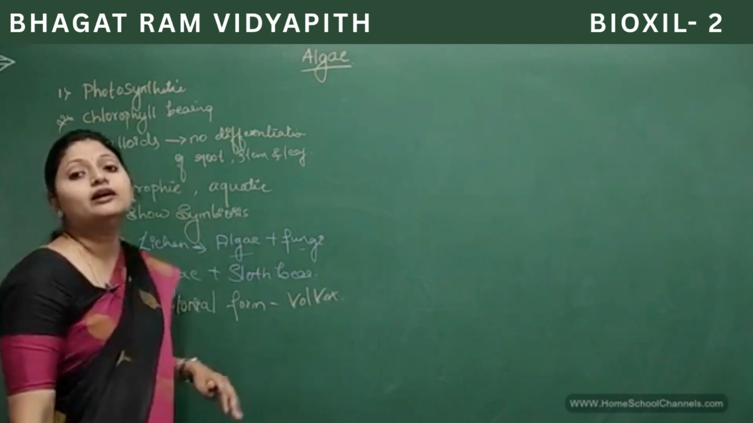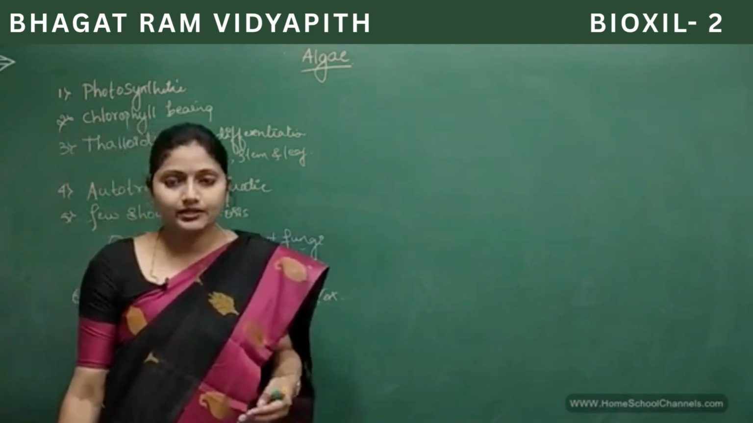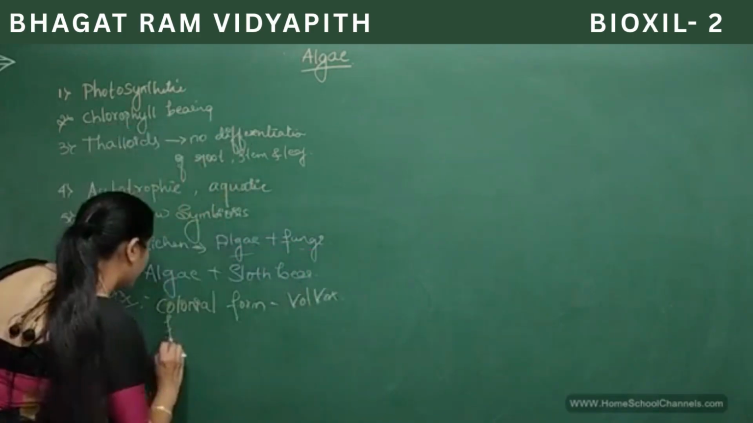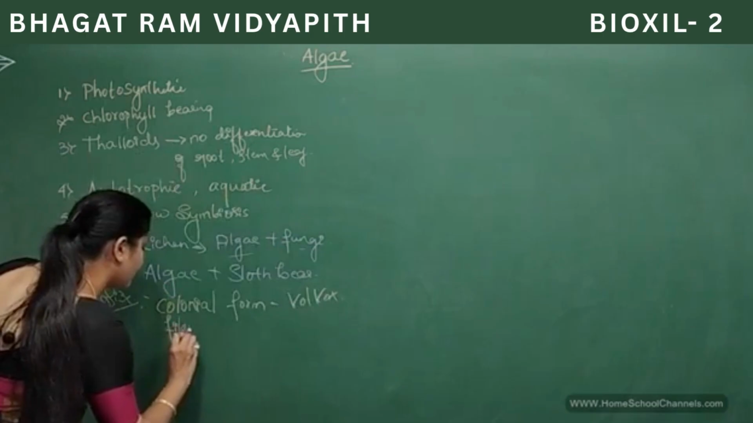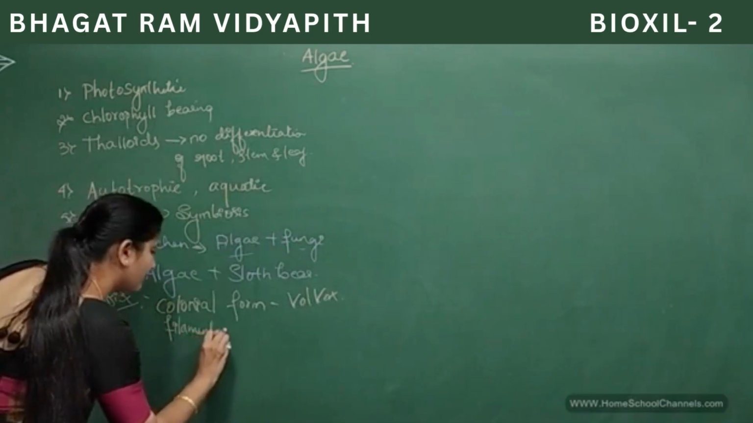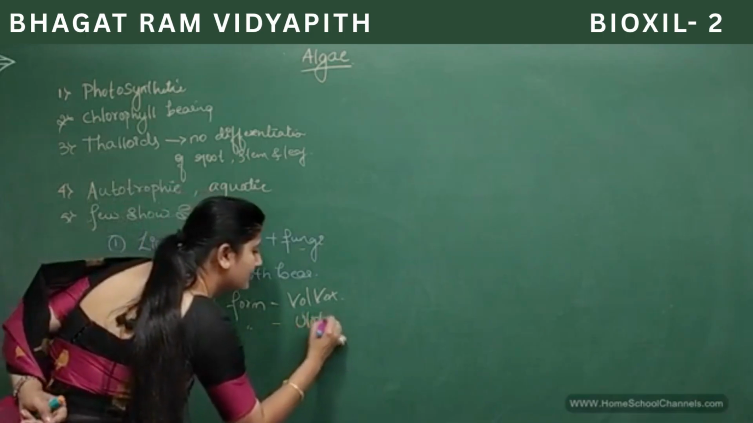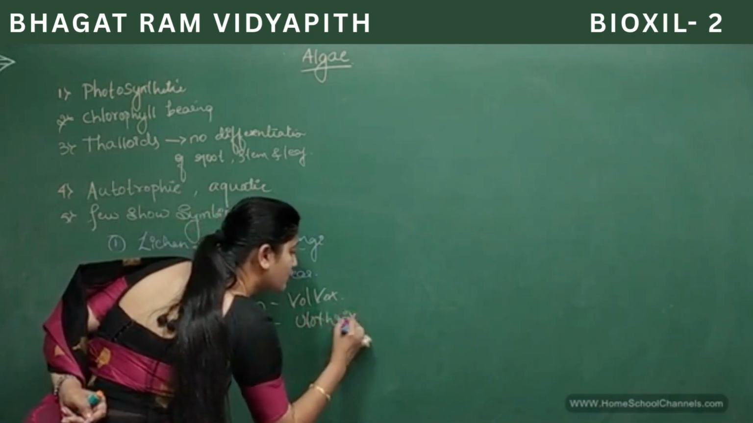The next form is the filamentous form. In the filamentous form, the example is Ulothrix.